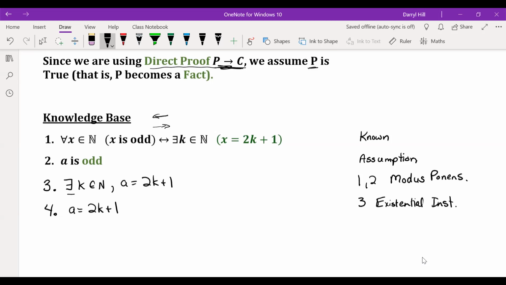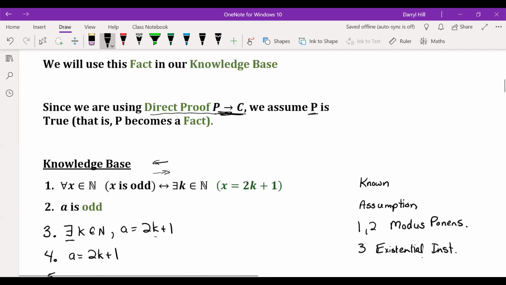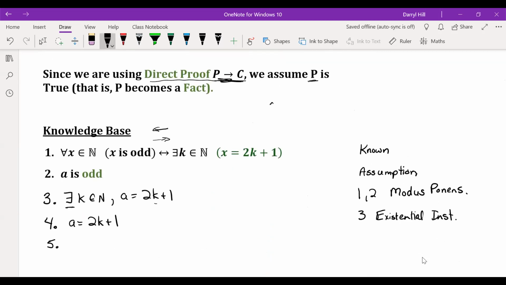So we had a quantified predicate here, and we got rid of it just by instantiating it, since we know that this K must exist. So we select our K. And now what we want to show is that A squared is odd. That's what we want to show.